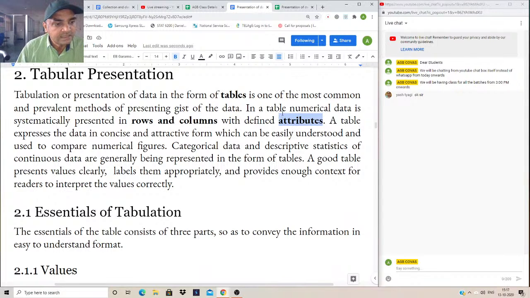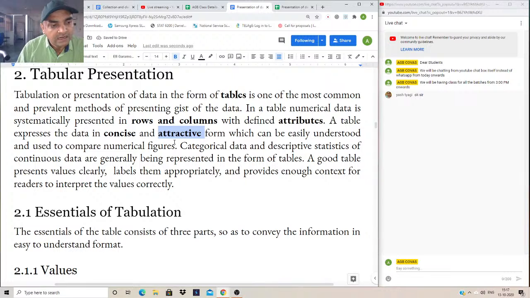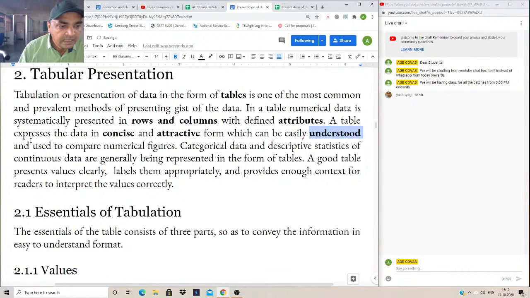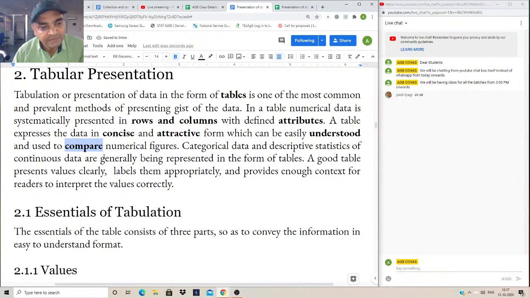Now a table expresses the data concisely. What a table does is express the data in a concise and attractive form, from which it can be easily understood and used to compare. One can understand that and easily compare the numerical figures. So what are the benefits of a table? It makes the data concise and attractive, easy to understand, and it can be used to compare the numerical figures. Categorical data and descriptive statistics of continuous data are generally represented in the form of tables.